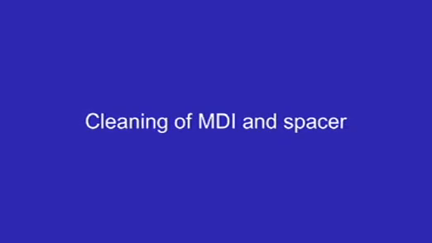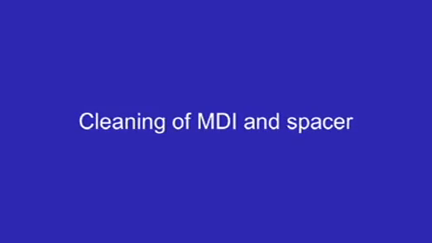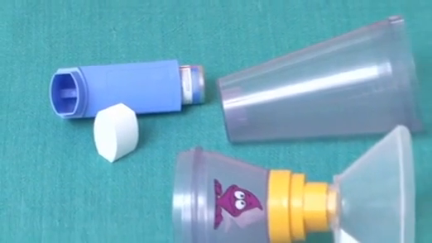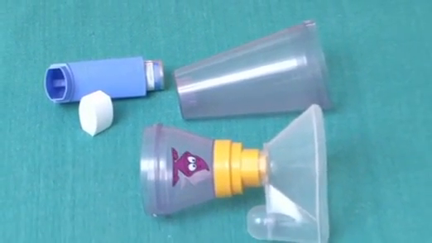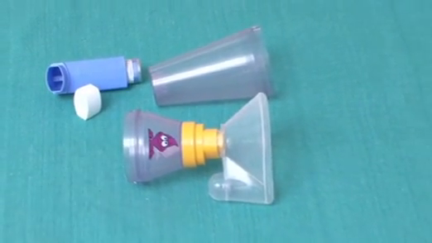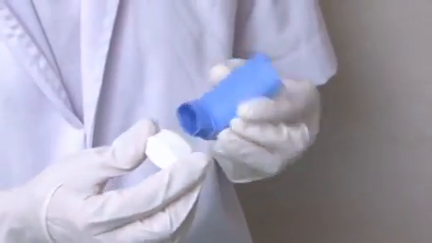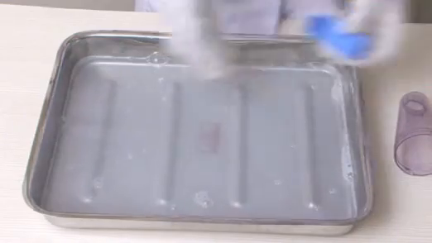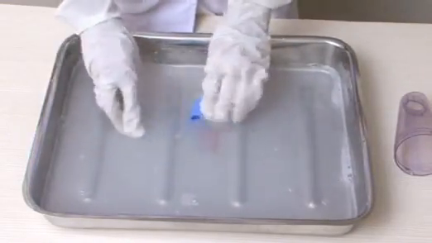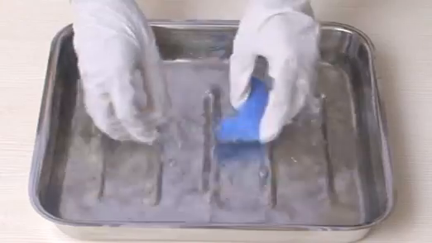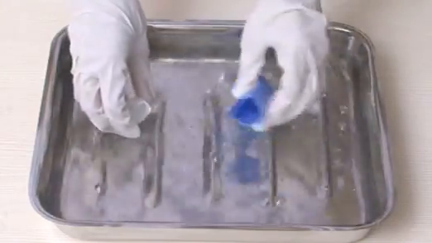Cleaning of MDI and spacer. It is important to clean the inhaler regularly, about once a week. Otherwise, it may not work properly. Remove the metal canister and mouthpiece cap from the case of the inhaler. Wash the case and cap in warm soapy water. Rinse in warm water and then leave to dry.